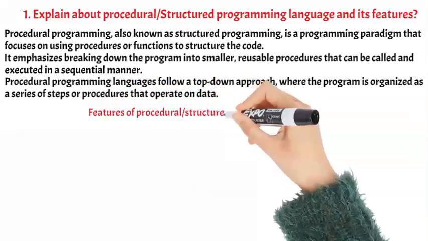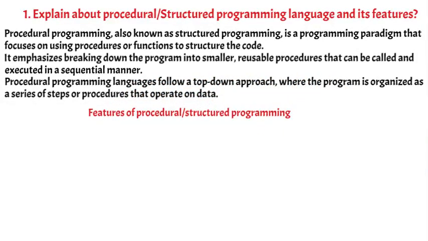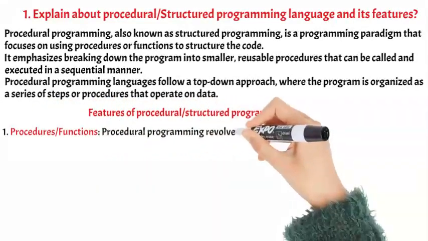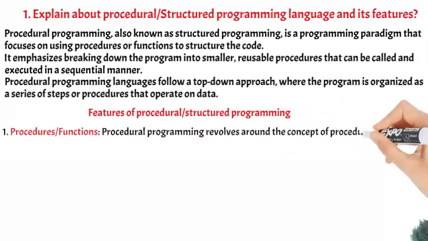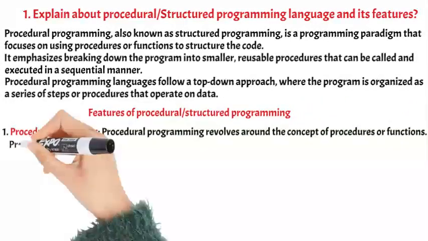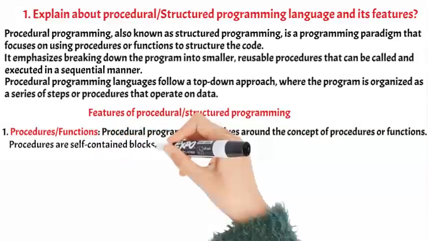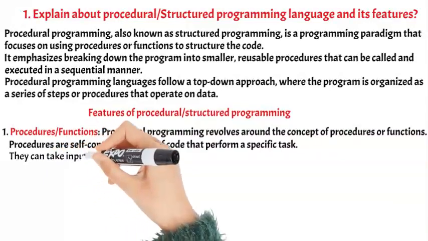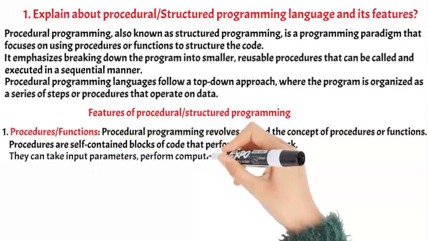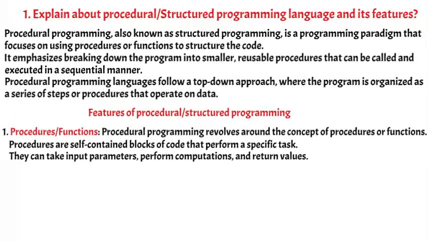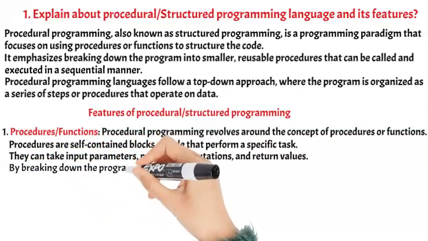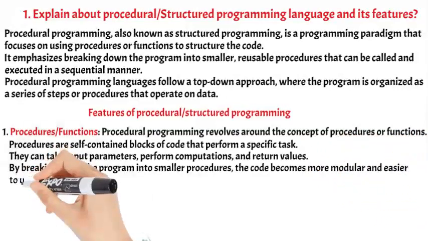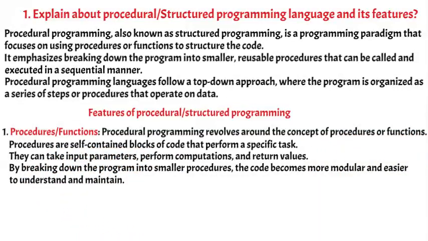Features of procedural/structured programming. 1. Procedures/functions. Procedural programming revolves around the concept of procedures or functions. Procedures are self-contained blocks of code that perform a specific task. They can take input parameters, perform computations, and return values. By breaking down the program into smaller procedures, the code becomes more modular and easier to understand and maintain.